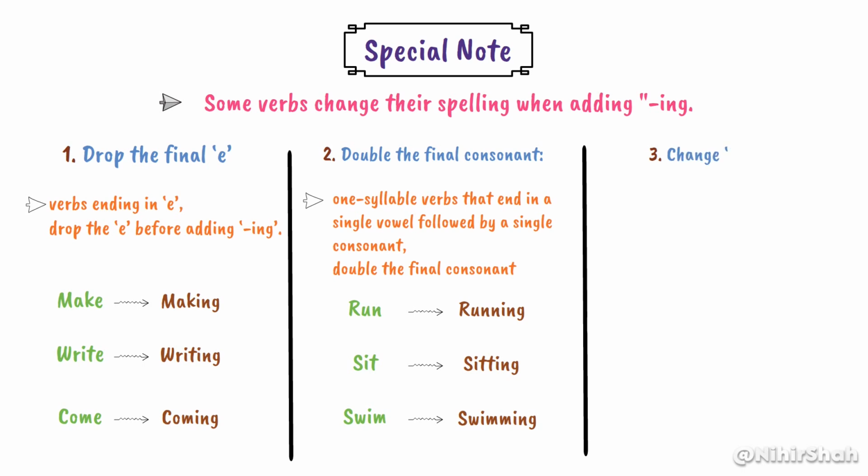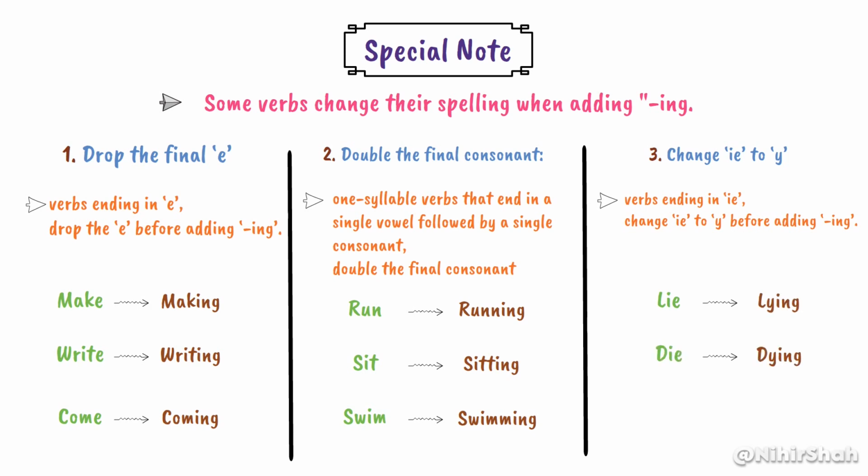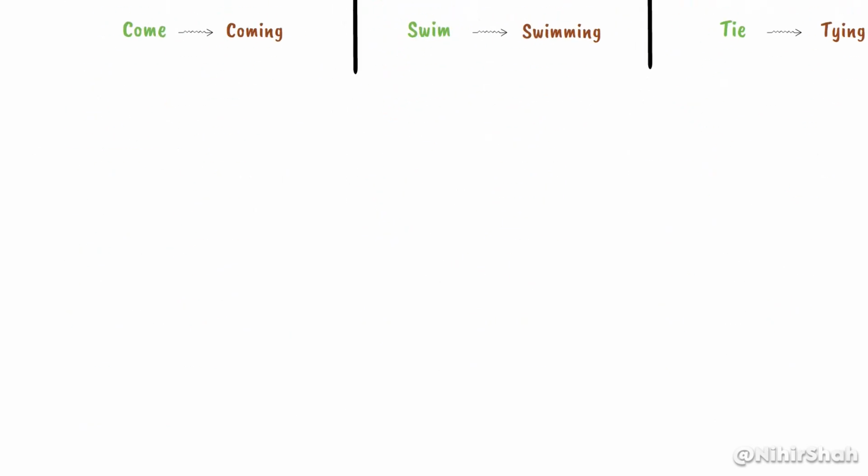Number 3, change IE to Y. For the verbs ending in IE, change IE to Y before adding ing. For example, lie becomes lying, die becomes dying, tie becomes tying. This change ensures the verbs are correctly transformed into their ing form, which is used in continuous tenses to indicate ongoing actions. Remembering this rule will help you form the present continuous, past continuous, and future continuous also. So remember these rules. Now let's look at some examples to understand this structure.